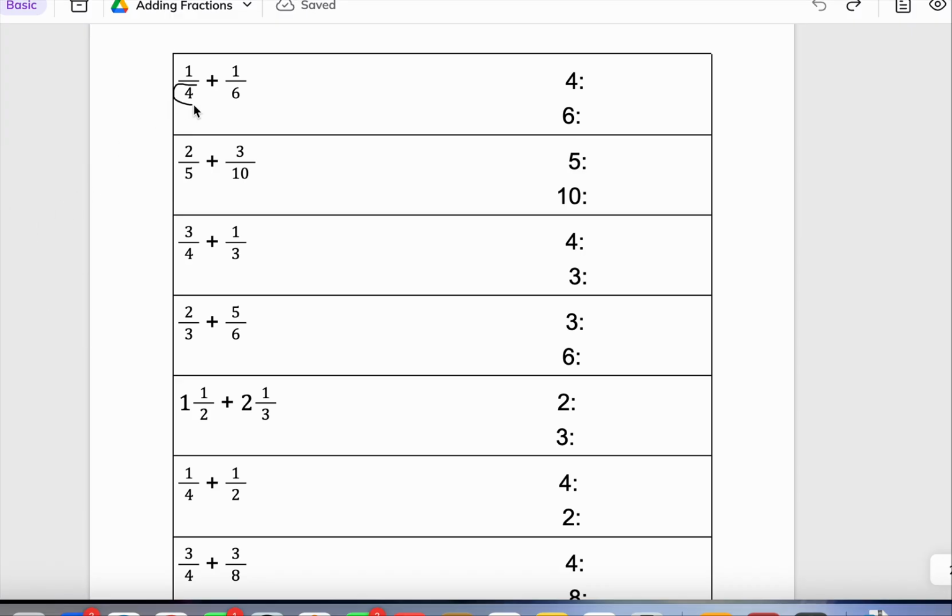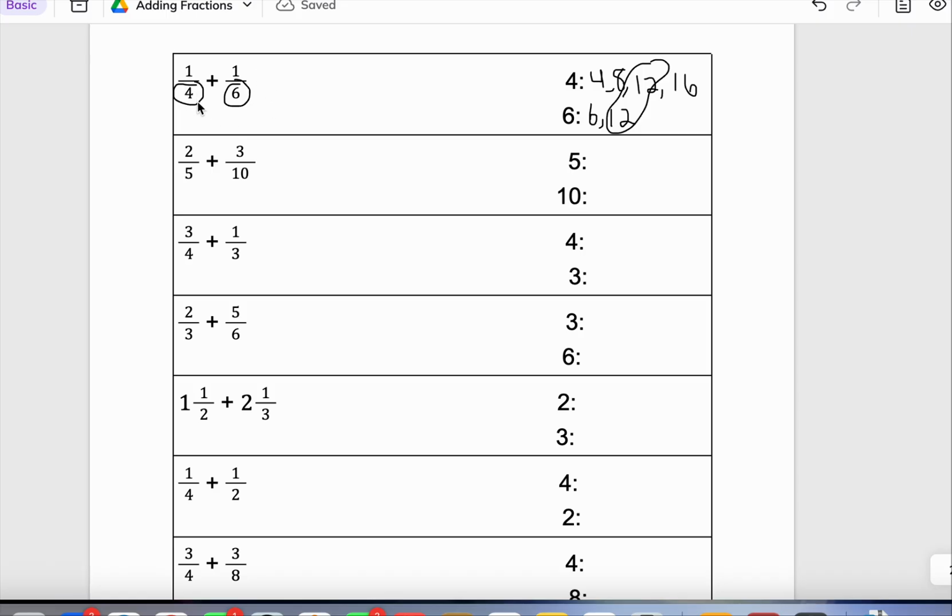So if I look here, the 4 and the 6 are not common, so I have to convert them. The easiest way to do that is to go over here and find multiples, because you want to find the least common multiple. Starting with 4, the multiples are 4, 8, 12, and 16. For 6, the multiples are 6, 12, and I can stop right there because the 12 is in common between the 4 and the 6. So I know my least common multiple, or my common denominator, is 12.